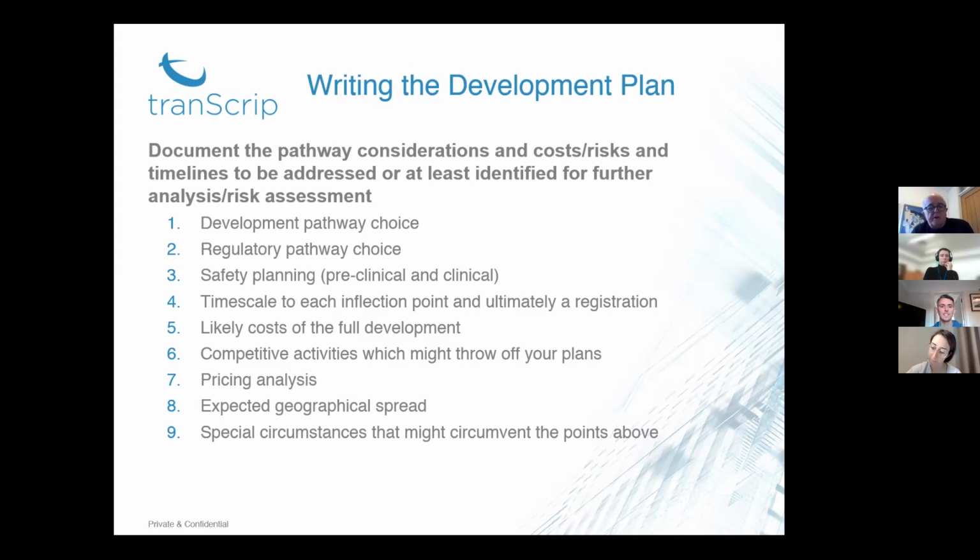I've already talked about competitive activity, and that's competition, as I say, both in terms of market, but also in terms of competing for your clinical trial populations. You will need a pricing analysis. That's actually relatively easy to get nowadays. There's lots of data and tools to extract that data, which give you a pricing analysis of current prices and what the market will bear. Expected geographical spread is interesting because it will impact pricing.